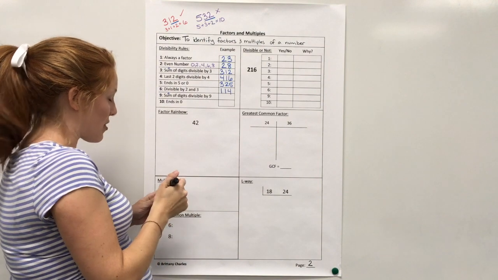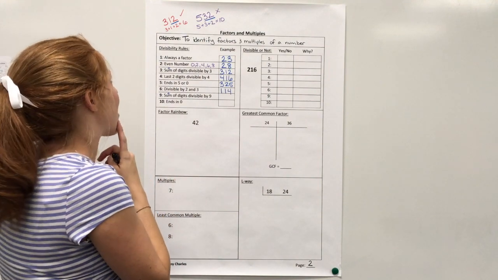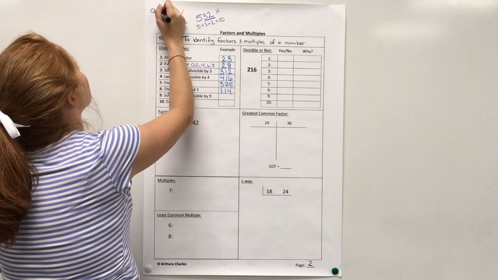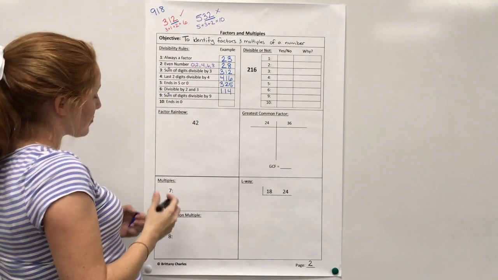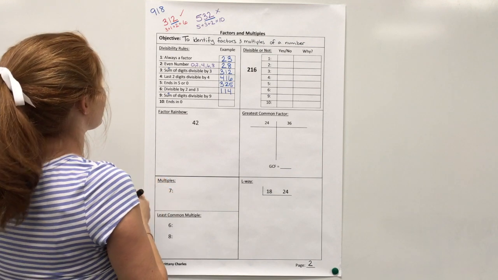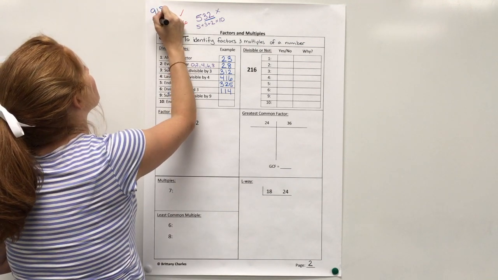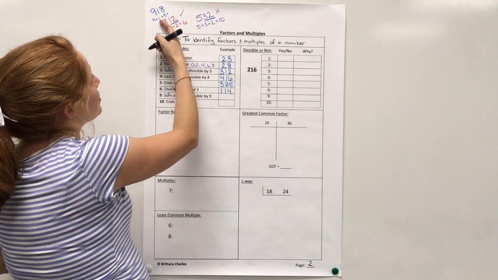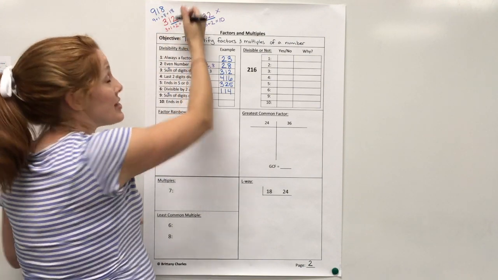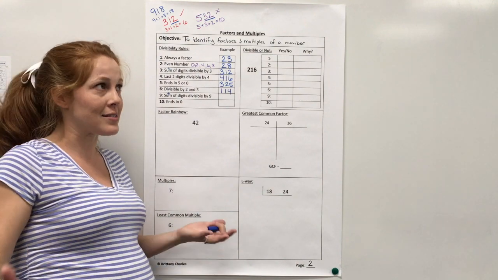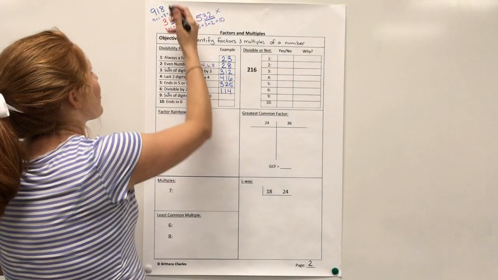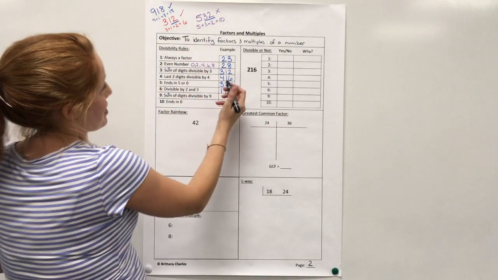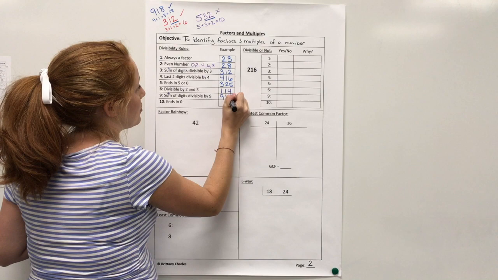Okay, so now I need to think of what's another number I could try. How about 918? Okay, I'm going to start by adding the digits. 9 plus 1 plus 8. Well, 9 plus 1 is 10, plus 8 is 18. Is 18 divisible by 9? Yes, it goes in twice. So then I know that this works.